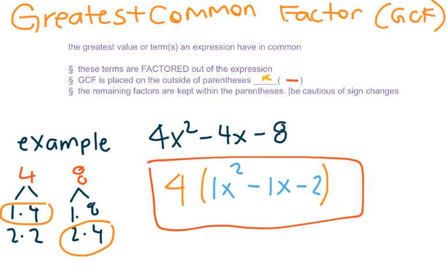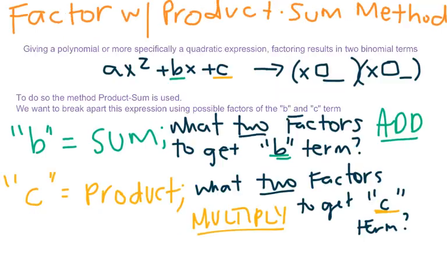Okay, if they ask just for greatest common factor. From here, we can then move on to our other method, which would be using the product and sum method. All right, so here are your quick notes about factoring with product sum method.